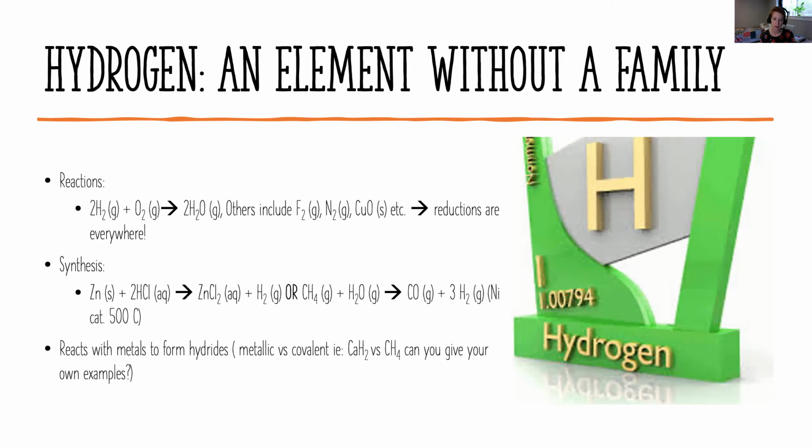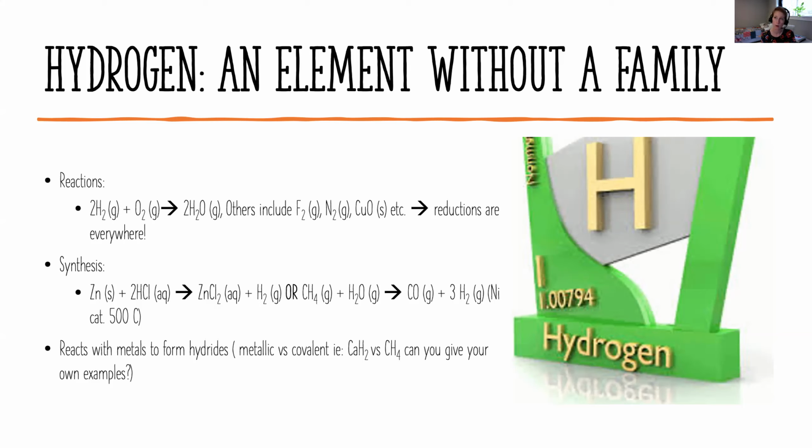And so if you have a metallic versus a covalent hydride, a metallic hydride is where you'll have the metal in the plus charge and the hydrogen in the minus charge, as opposed to methane, which is going to be covalently bonded. So you have silanes, you have phosphanes, you have palladium hydrides, etc.